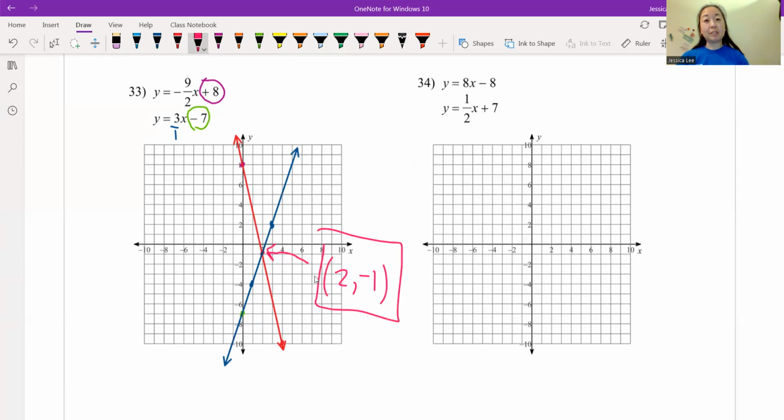At least they're not parallel, because if they were parallel, then they would never meet. They just never meet. So sad. They're walking side by side, never meeting.